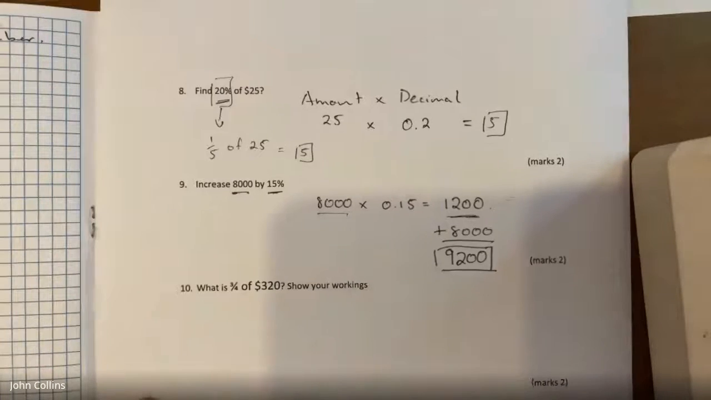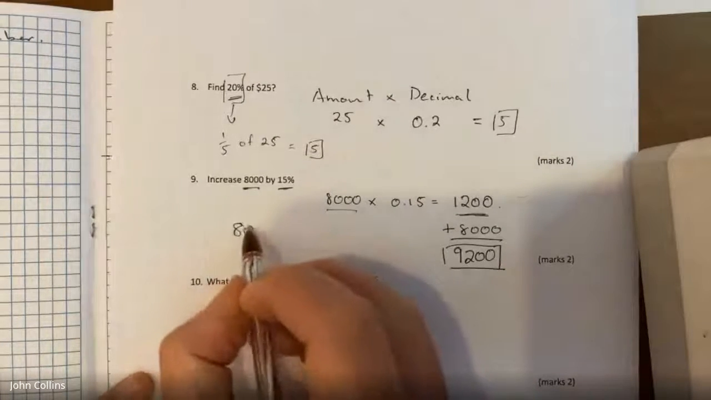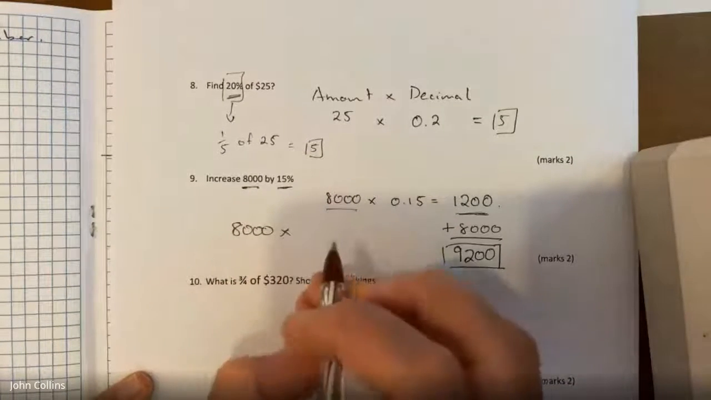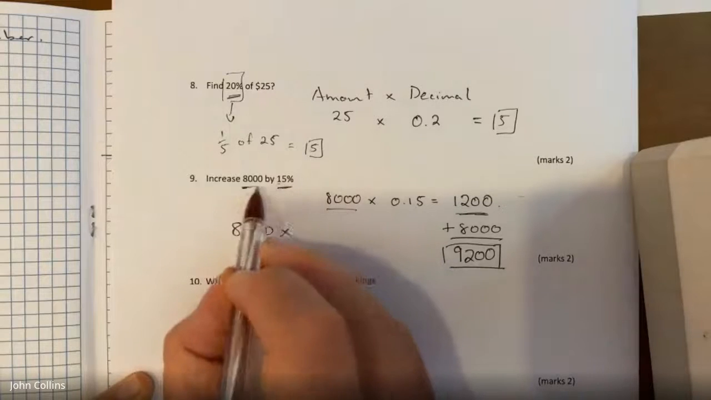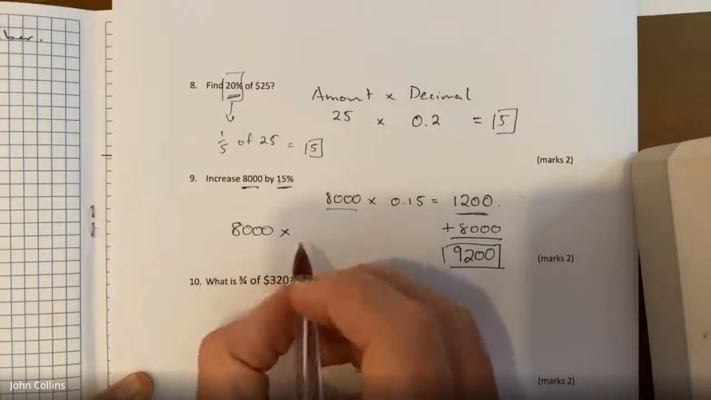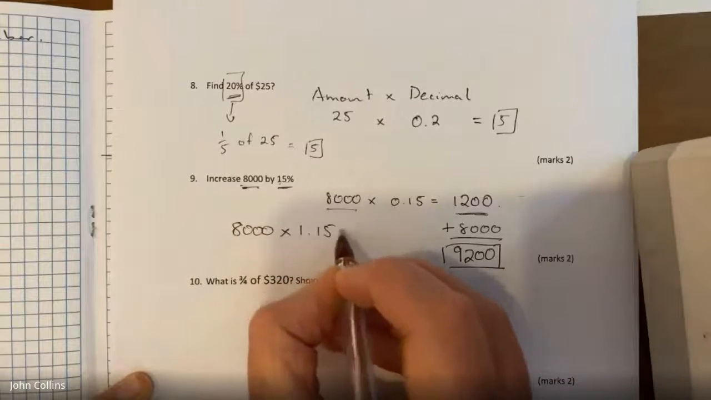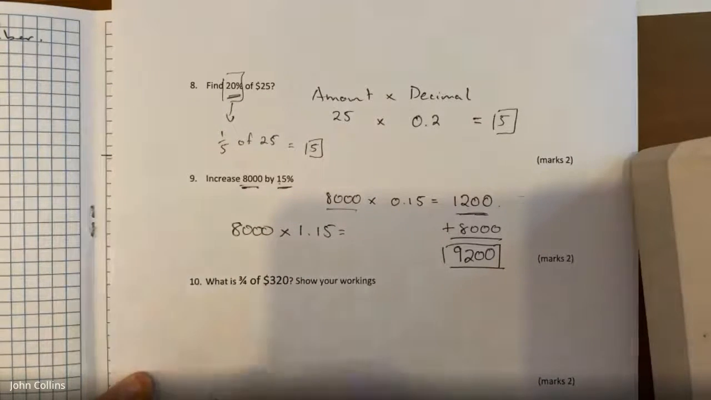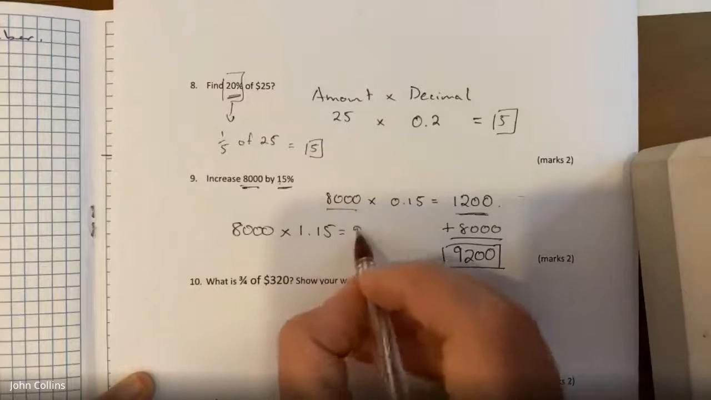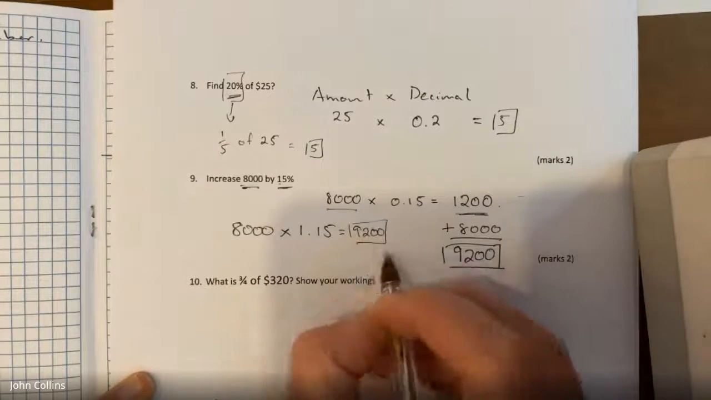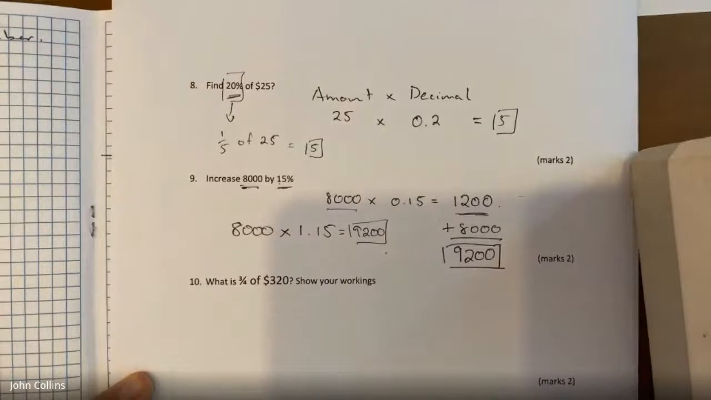Okay, there is actually a quicker way of doing that. If you get your calculator and include the 8,000 by multiplying by 1.15, which is actually 115%, you also get 9,200. But that's just a side note if you want to do that.